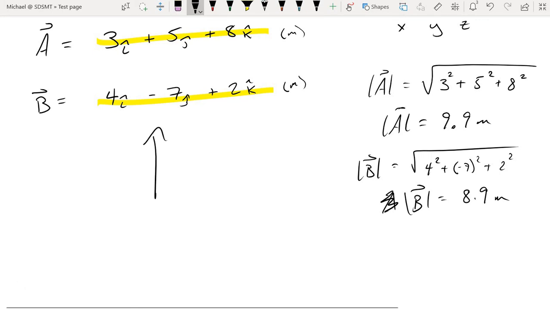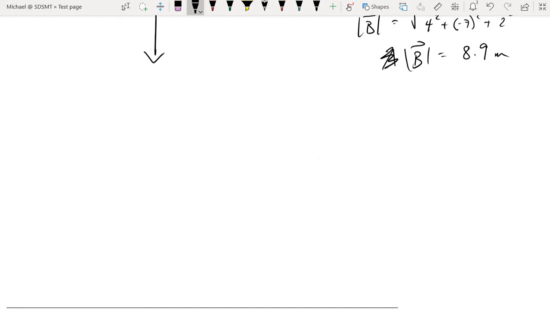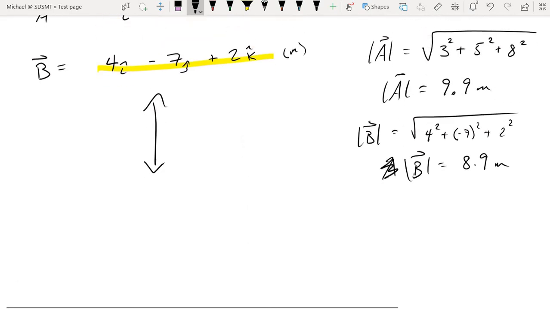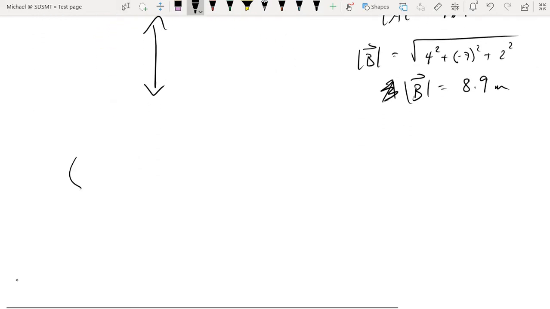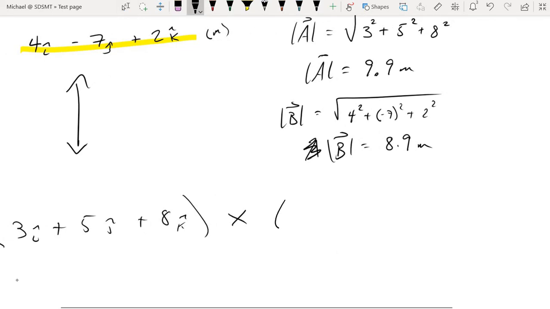So by having the components of the vectors, is there another way that we can evaluate their cross product? What we can do is we can say, well, vector A has all of these components, and we're being asked to take the cross product of all of those components against all of the components of vector B.